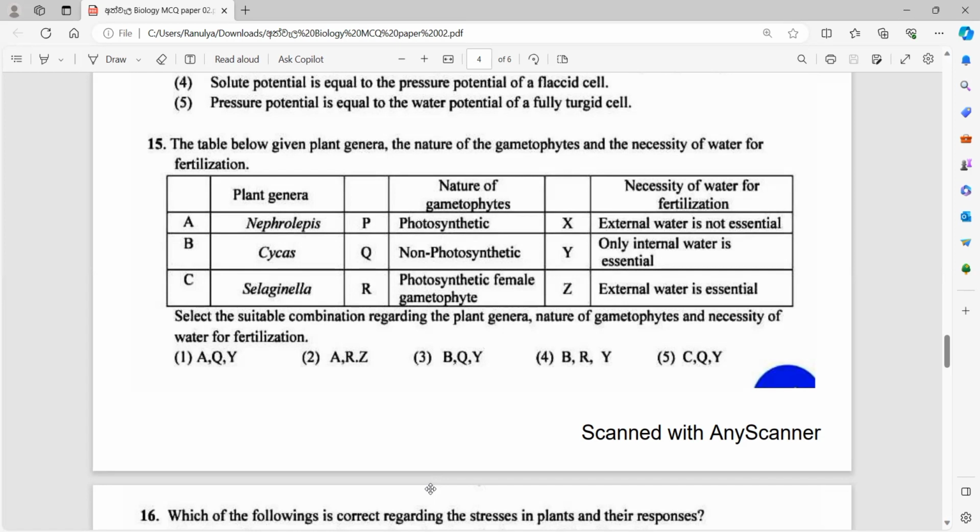They have female and male plants. The female plant produces a crown of megasporophylls, and the male plant produces male cones with microsporophylls. They have a pollen tube, so they don't need external water for fertilization. They need internal water. So the answer should be the third answer.